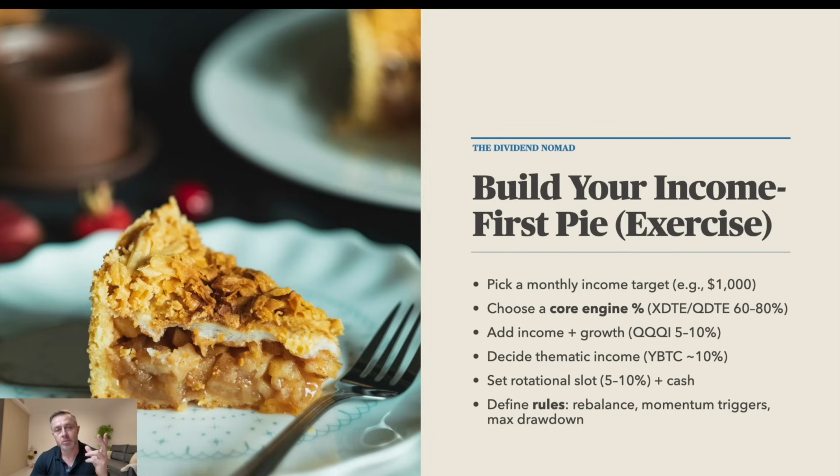Lastly, when it comes to carving this out for yourself, set some rules. Define some strict rules and follow your rules. Do not break your rules. I've done this in the past. I've set rules and I broke my own rules. Every time I break my rules, I lose money. Do not break your rules. Figure out what rules work for you and follow them. My rules revolve around rebalancing, keeping my core at that 60 to 80% level.